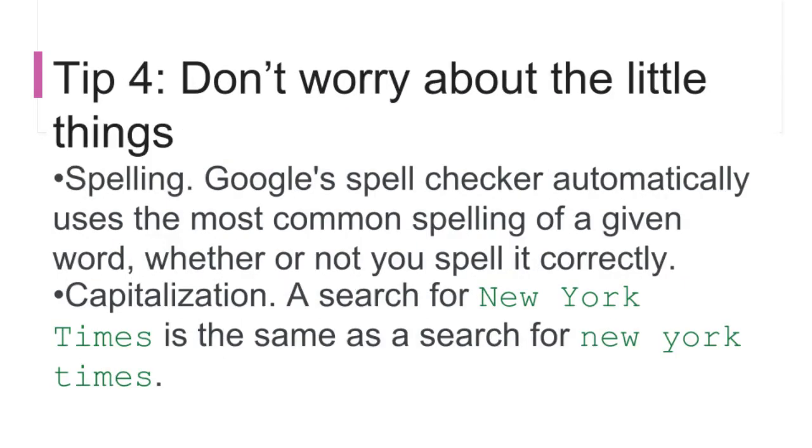Tip 4. Don't worry about the little things. Spelling. Google's spell checker automatically uses the most common spelling of a given word, whether or not you spell it correctly. Capitalization. A search for New York Times is the same as a search for new york times.